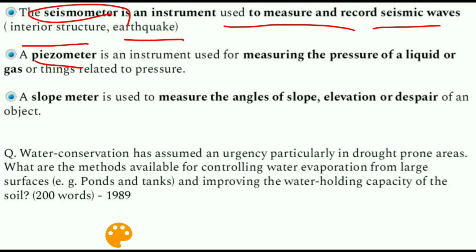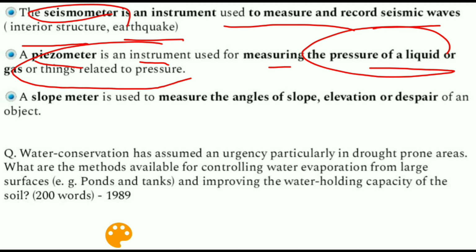So the piezometer is an instrument used for measuring the pressure of a liquid or gas or things related to the pressure. And the slope meter is used to measure the angles of slope, elevation or depression of an object.